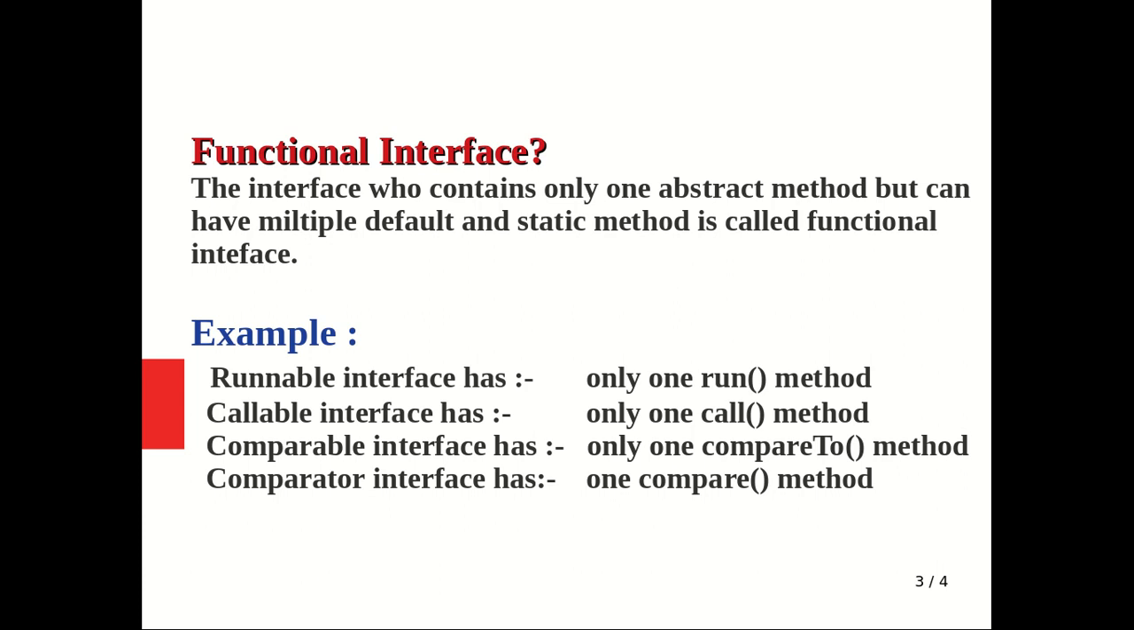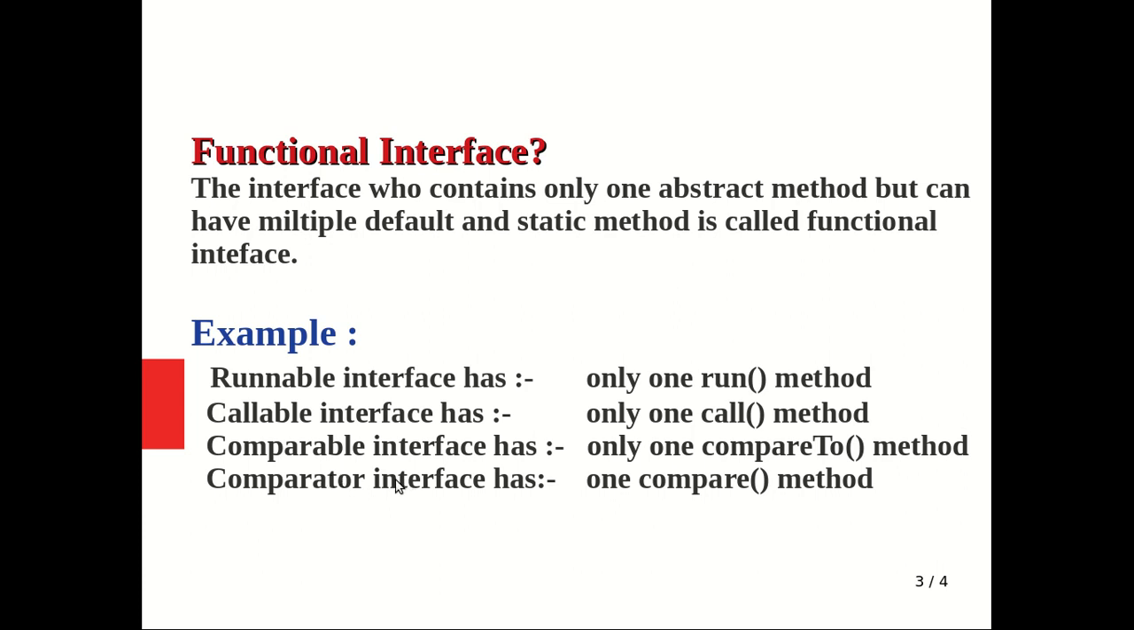Here are some examples of functional interfaces. We have the Runnable interface, which has only one run method. We have the Callable functional interface, which has only one abstract method, the call method. We have other examples like the Comparable and Comparator interfaces.